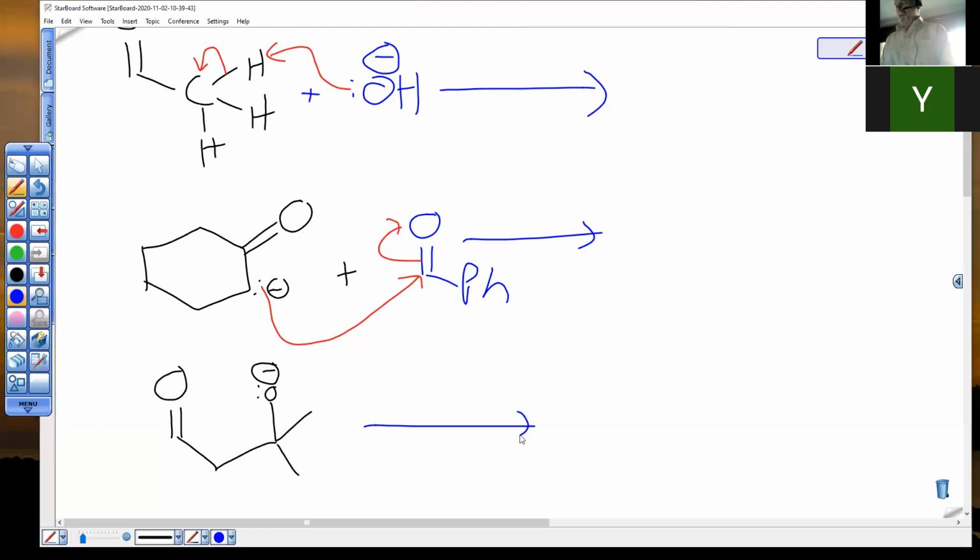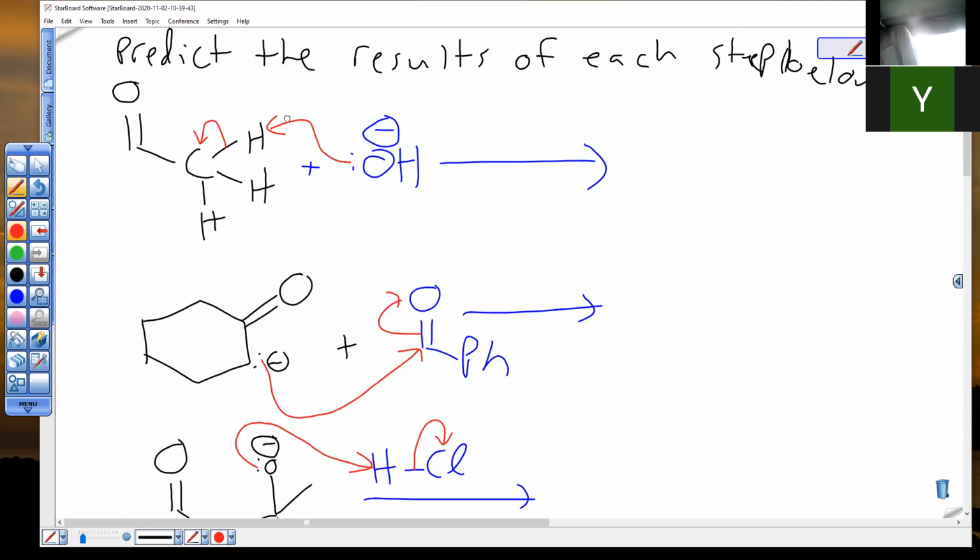We could even do labeling. I don't know how interested you are in doing that. Probably not, but we're going to do it anyway.